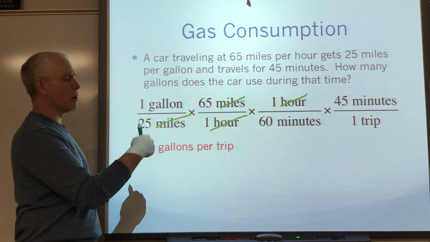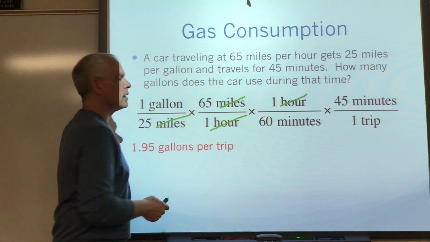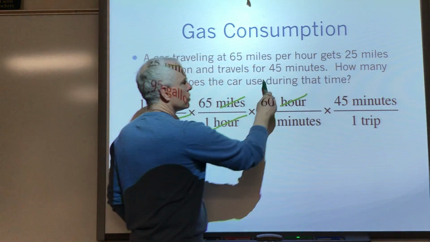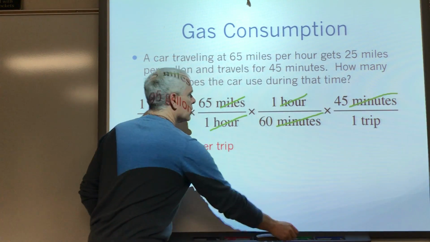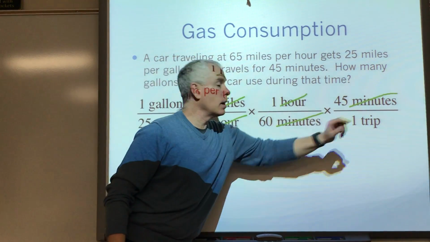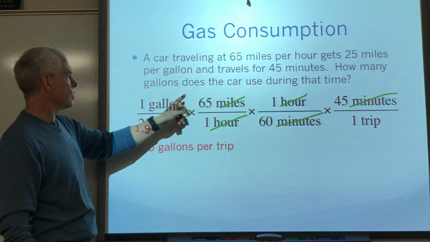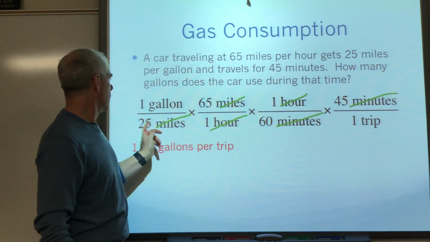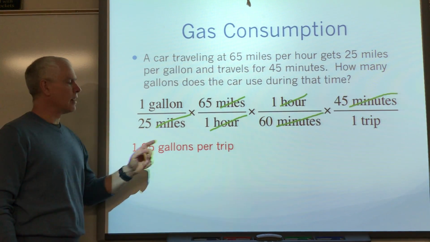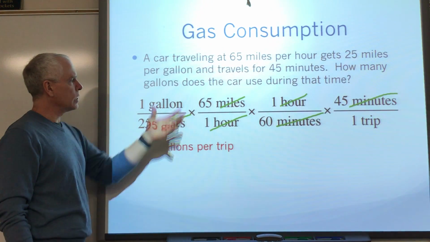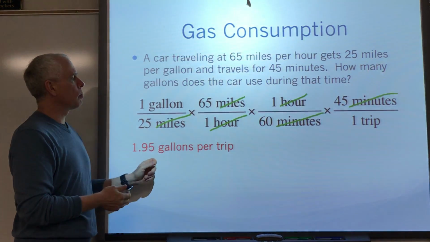So I need to make sure that if hours are on the bottom, I put hours on the top in the next one. And so now I've got gallons per minute. I'm closer. I know that this trip, 45 minutes for one trip, minutes cancel. Now I'm left with gallons per trip, which is what I'm shooting for. And so then I just have to do the simple calculation. I'm going to take 65 times 45 divided by 25 times 60, and I'm left with 1.95 gallons per trip. Okay? So keep track of those units. This is what it should look like on your paper when you guys are turning in a problem.